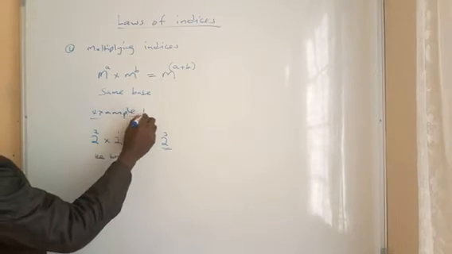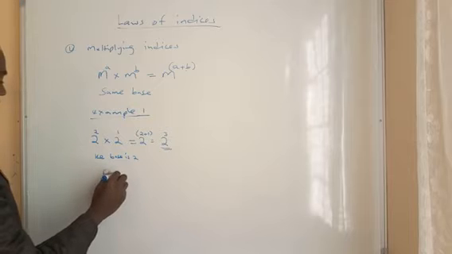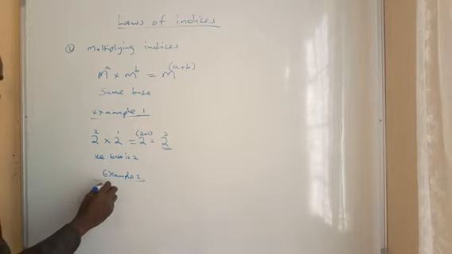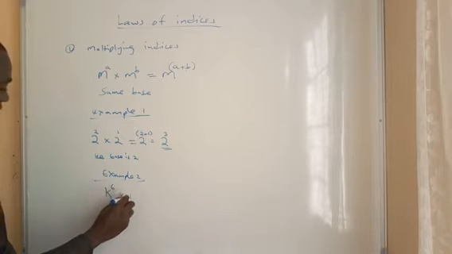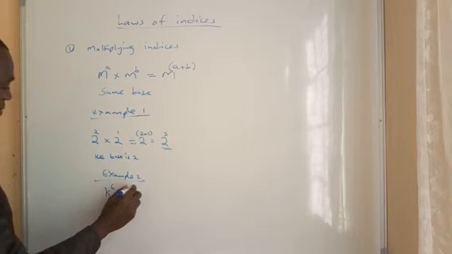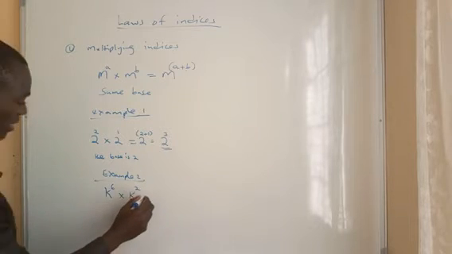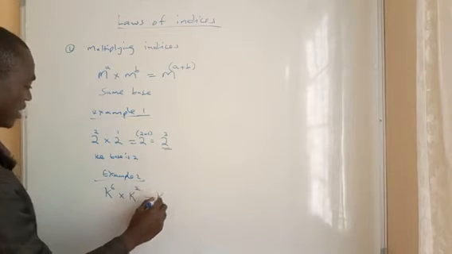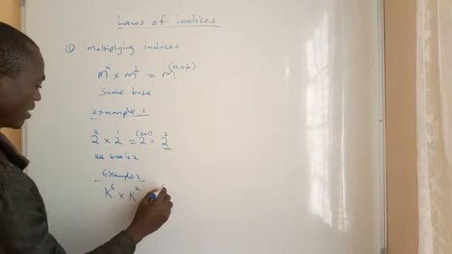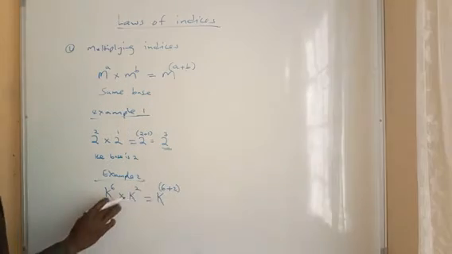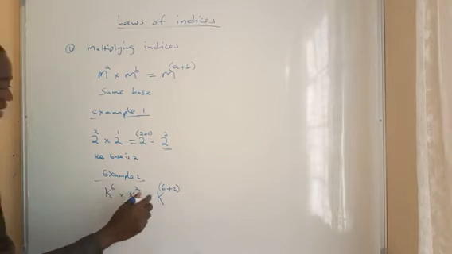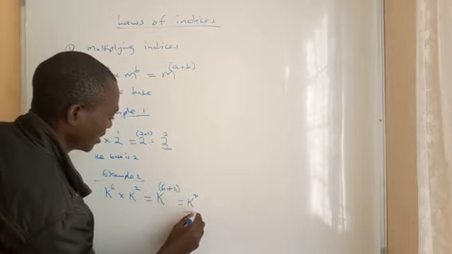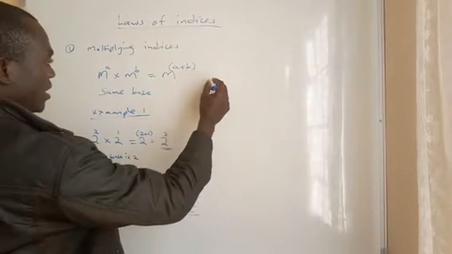Let's look at example 2. If I have k power 6 times k power 2, then the base is the same, that is k. You pick one of the bases and you add the powers. Why are we adding the powers? Because it is a multiplication sign. So the answer becomes k to the power 6 plus 2, that is k power 8.